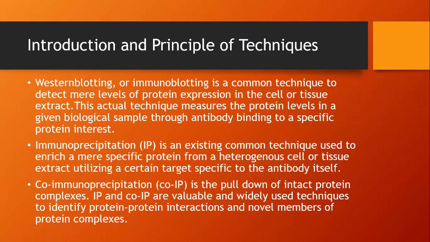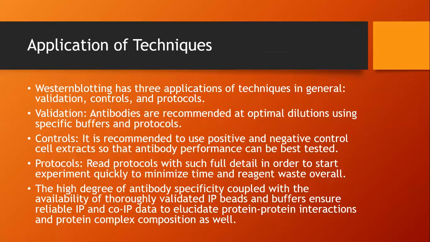Immunoprecipitation is a common technique used to enrich a specific protein from a heterogeneous cell or tissue extract, utilizing a target specific to the antibody itself. Co-immunoprecipitation, or co-IP, is the pull down of intact protein complexes. IP and co-IP are valuable and widely used techniques to identify protein-protein interactions and novel members of protein complexes. Now let's talk about the application of techniques.